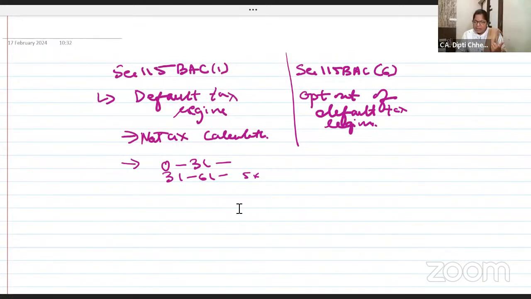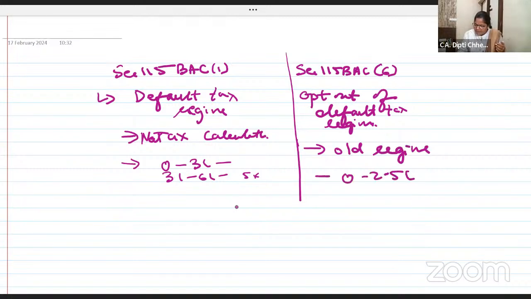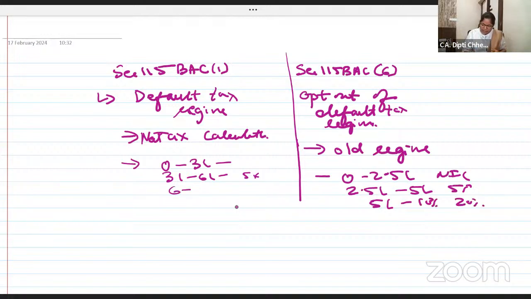Yes, this video is applicable for Inter and Final, all the students. That means he has opted out of the default tax regime. Calculate the tax as per the old regime. Ma'am, what is the old regime? 0 to 2.5 lakhs, nil, 2.5 lakhs to 5 lakhs, 5%, 5 lakh to 10 lakh, 20%, and so on. Here for every 3 lakh increase, it's increasing by 5%.